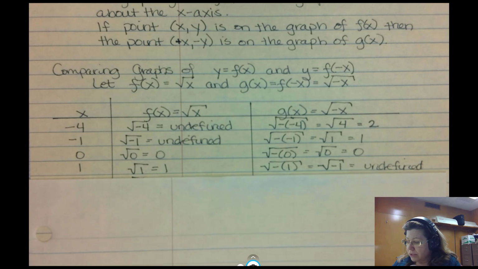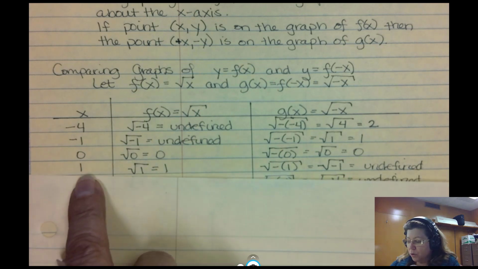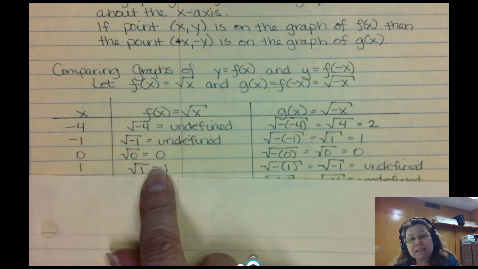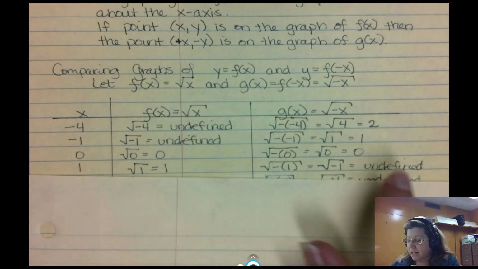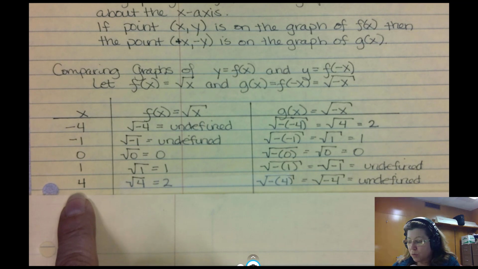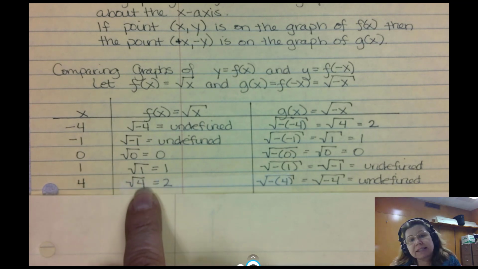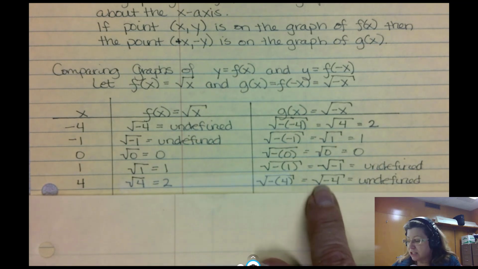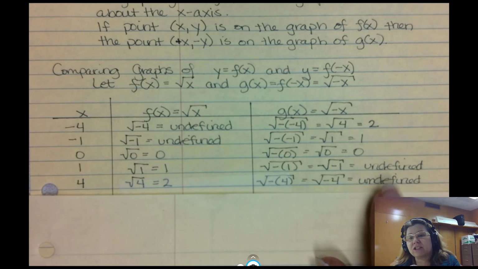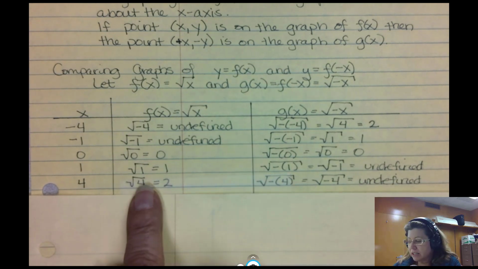And you can see it actually, for 1, f of x is defined, whereas g of x is undefined. Likewise, with positive 4, for the function f of x, it is defined. The square root of 4 is 2, so that is a point I can plot. But with g of x, that's the square root of negative 4, it's undefined, so there's no point I can plot here. But let's take a look at these two functions.